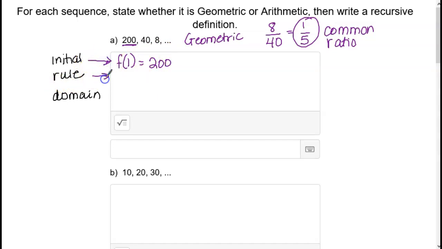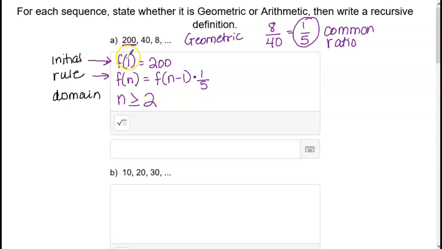The next part that we're going to give is the rule. So what that says is that for any input, we're going to take the previous output, and in this case, because we're multiplying and we have a common ratio, we're going to multiply times that common ratio, so times 1/5, and then the domain tells us what inputs that's good for. So we started with an input of 1, which means that we need our other inputs to be greater than or equal to 2. So that means that we start with 2. That's the first input that has a previous output.